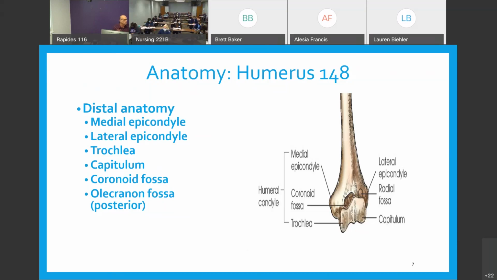Any questions about the elbow? Everybody understand the medial and lateral epicondyles? Yes. How do we know which is which? How do you know the lateral versus the medial?